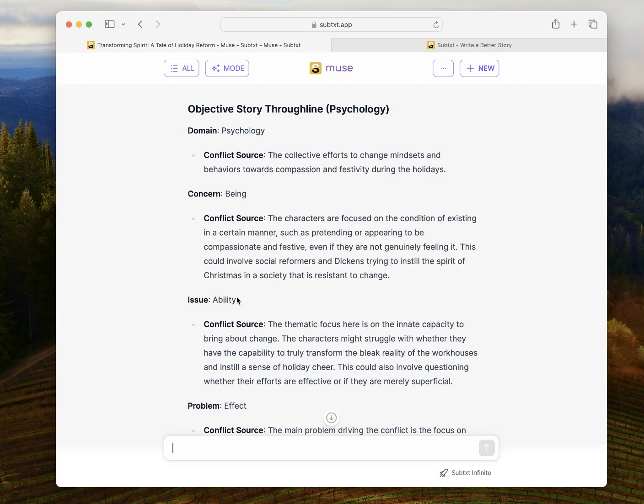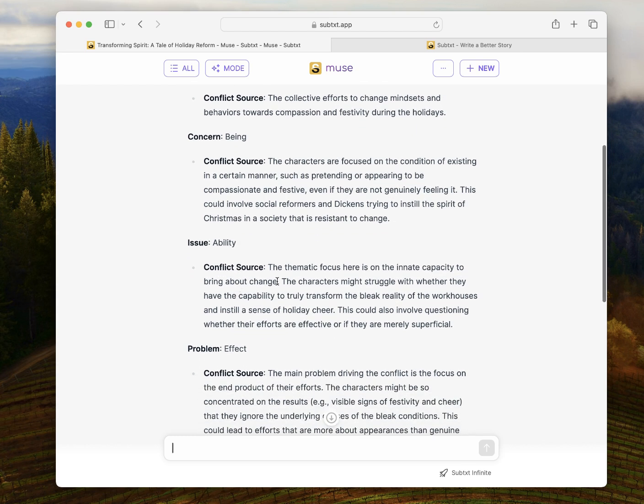And then if we get even deeper, then the issue is ability. The thematic focus here is on the innate capacity to bring about change. Characters might struggle with whether they have the capability to truly transform the bleak reality of the workhouses. That's super cool. This could also involve questioning whether their efforts are effective or if they are merely superficial. Wonderful. So that's the thematic. Are we just wasting our time? Do we even have the capability to change things here?